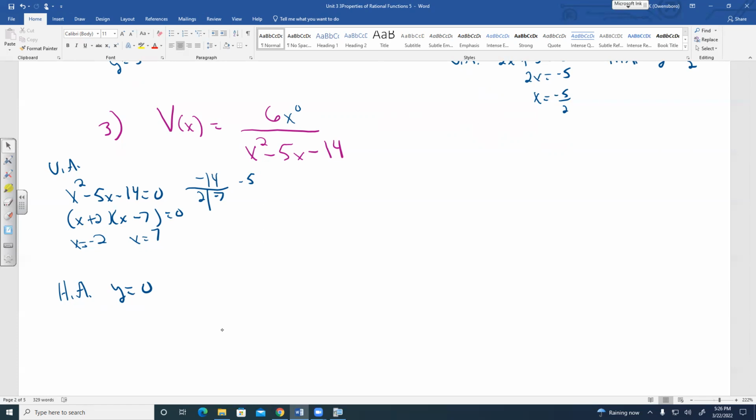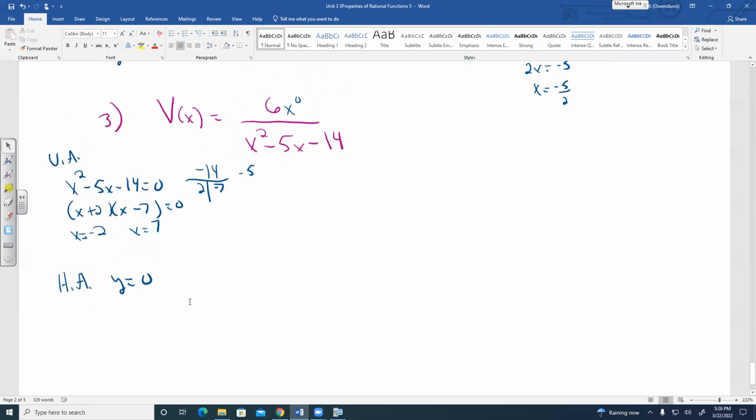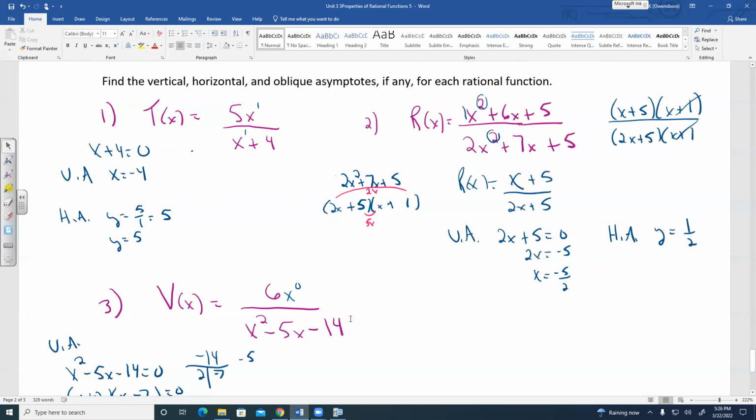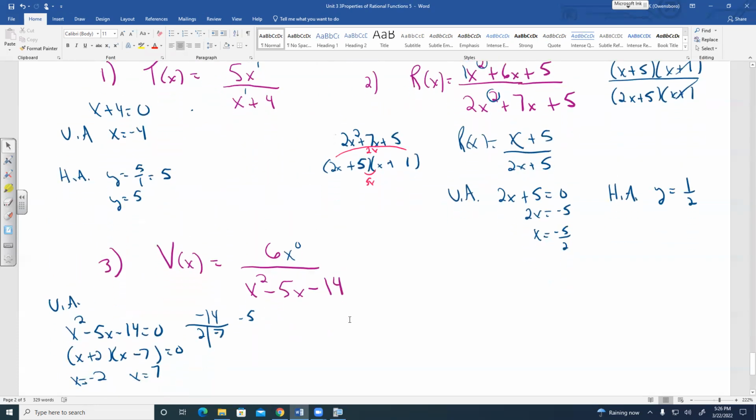And again, there will not be a slant asymptote, since the degree of the top would have to be bigger by 1 than the bottom. So that kind of concludes our lesson on rational functions involving those asymptotes as well.